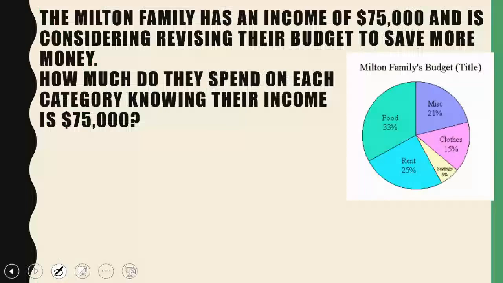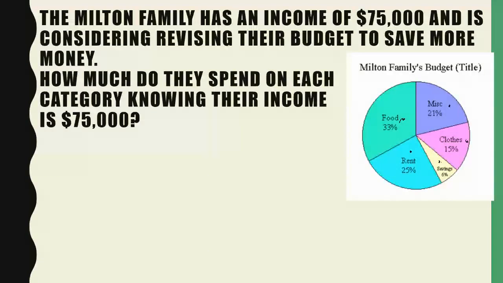The Milton family has an income of $75,000 and is considering revising their budget to save more money. How much do they spend on each category knowing that their income is $75,000? So we've got some different incomes here. We've got food, we've got miscellaneous, we've got clothes, we've got savings, and we've got rent. Okay? Miscellaneous might be something like entertainment or, what would be another example? Gas, that's not on here. There's a lot of different miscellaneous expenses. Those are the things that don't fall into these other categories, okay?